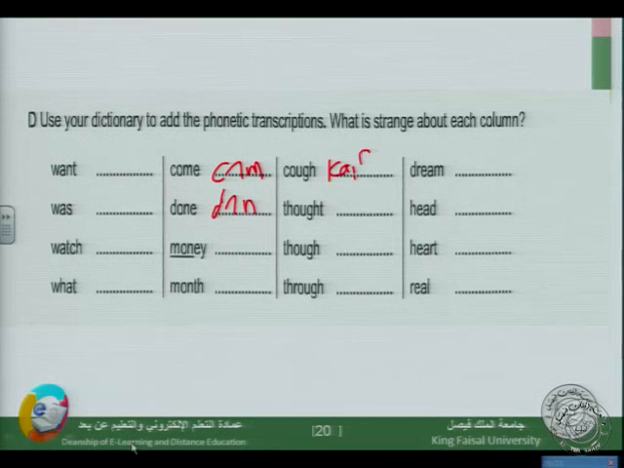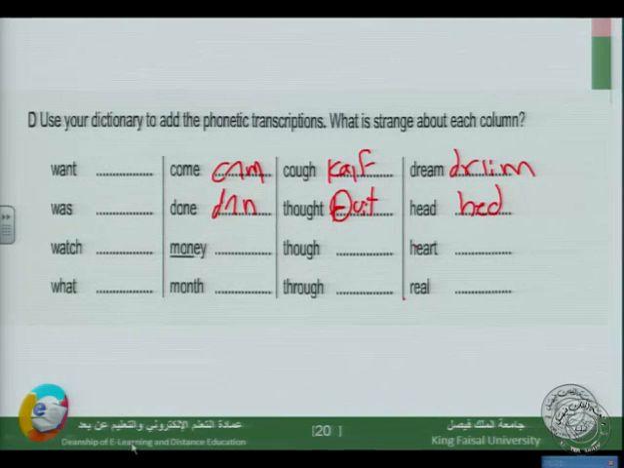Cough, throat. Of course, the th is written this way. Throat. Head. Dream. Heart. Real. Throw. Throw. Money. Month. Want, was, watch, what. So try to go back to your dictionary and try to add phonetic transcription as I did right here, or as I'm doing right here.